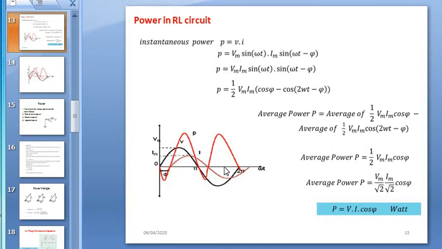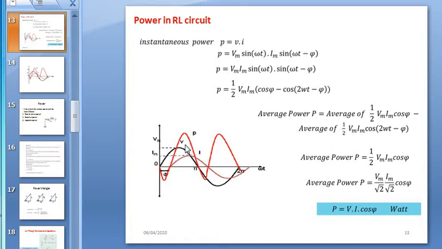Now, next, at this point, current is negative. Take the duration up to the next instant where anything is 0. Here current is 0, and voltage is becoming 0 at this particular point. During this, both the quantities are negative. Therefore, negative into negative will become positive. Therefore, power is becoming positive.